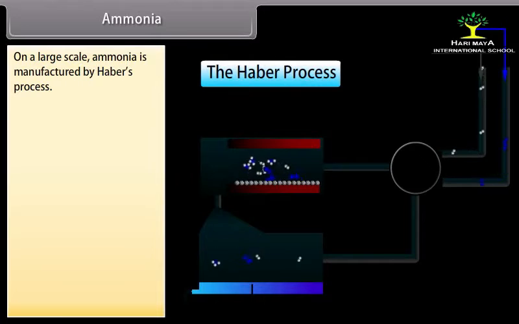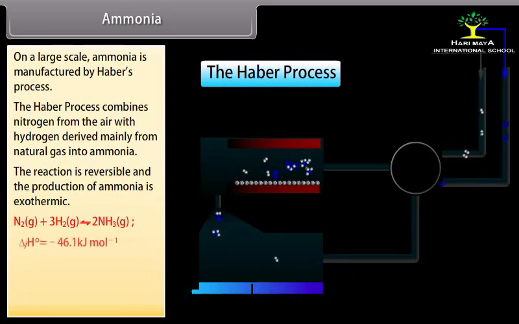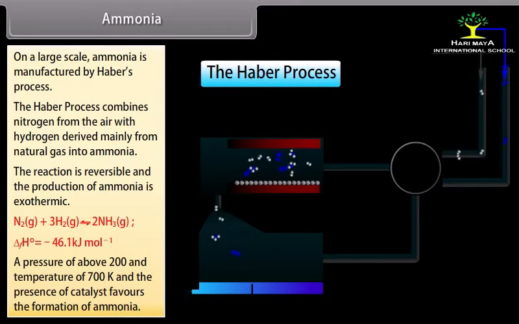On a large scale, ammonia is manufactured by Haber's process. The Haber's process combines nitrogen from the air with hydrogen derived mainly from natural gas into ammonia. The reaction is reversible and the production of ammonia is exothermic. A pressure of above 200 atm, a temperature of 700 Kelvin and the presence of a catalyst favor the formation of ammonia.